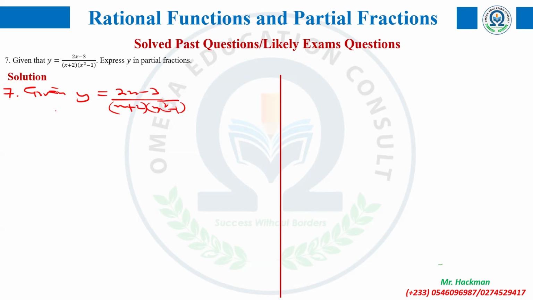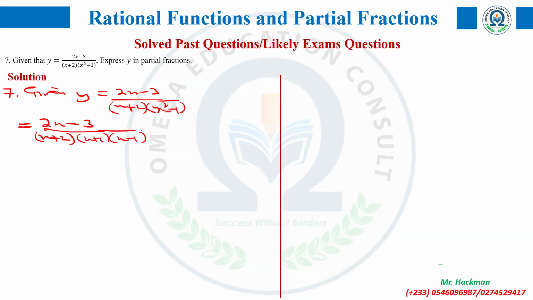At this point, just check that it is proper. Can we write the identity straight away? If you can, none of the factors here should be factorable. But you can see that this factor is factorable. It is a difference of two squares. So you can't write the identity immediately; if you do, you are doomed. Before you write the identity, none of the denominator factors in your partial fraction should be factorable. So I'm going to write this as 2x minus 3 all over x plus 2 into the factorized form of this, which gives x plus 1, x minus 1.